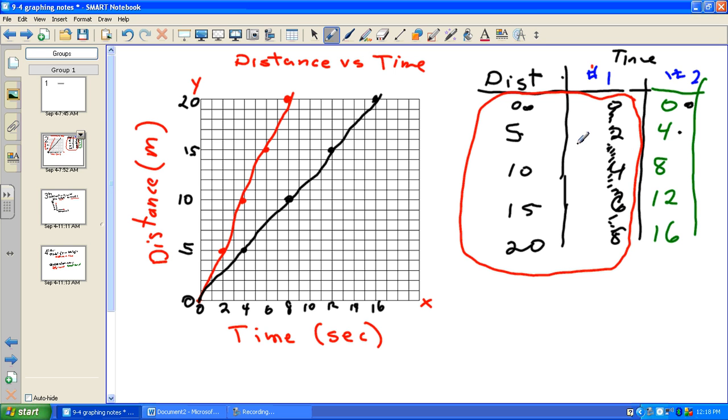Okay, so that's our two datas. Notice we've got good straight lines. Now we need to talk about slope. So what I want to do now is I'm going to get rid of the data so we can work over here while we look at our graph.